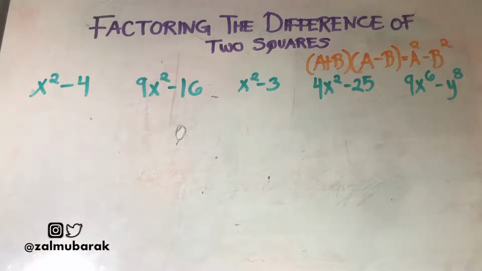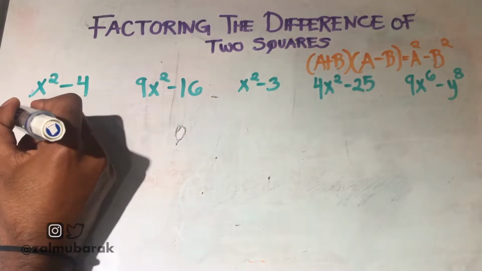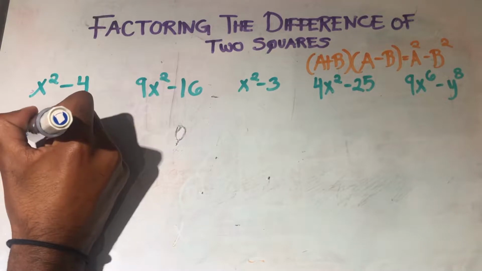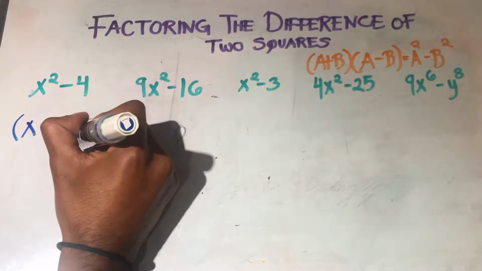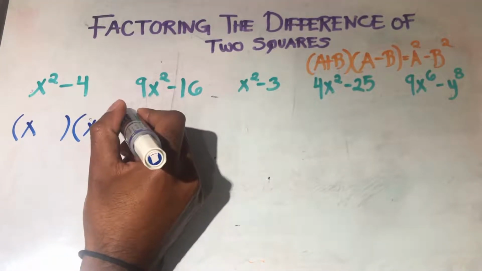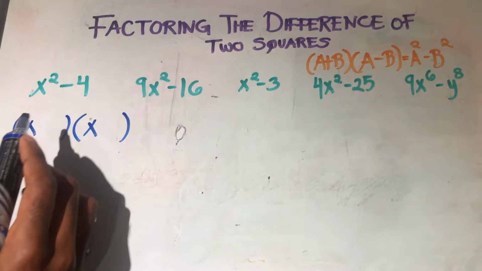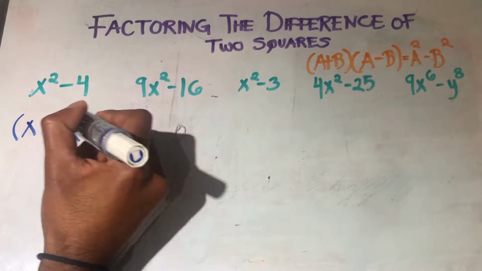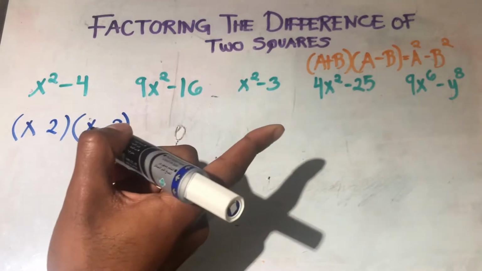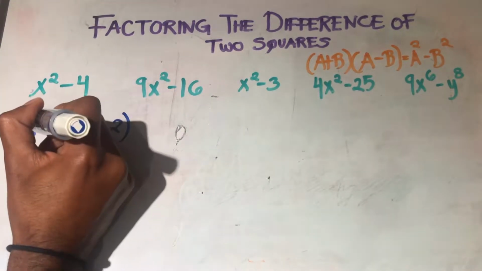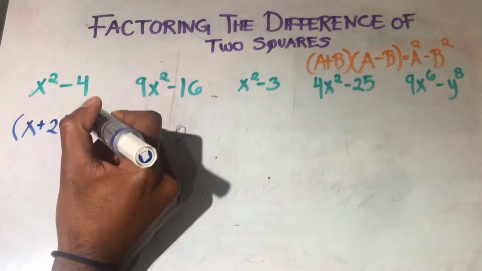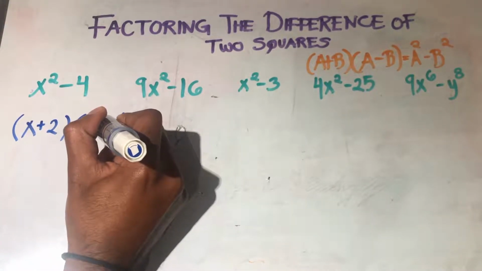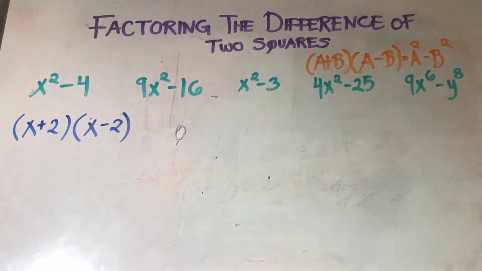So we have x squared minus 4. This is fairly easy. When you just look at it, you can tell that we're going to have an x here, and we're going to have another x here. Now what's the square root of 4? As you may have guessed, it's going to be 2. And then looking at the formula, we have plus in one parentheses and negative in another parentheses.